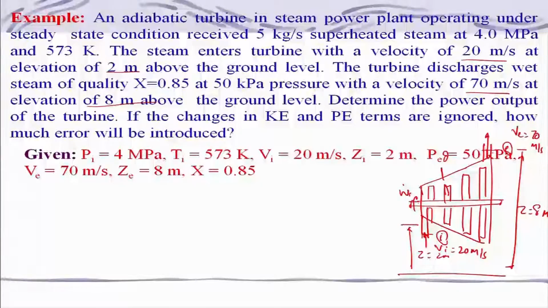So, these are the data I have already mentioned. P inlet is given as 4 megapascal, T inlet 573 Kelvin, and V inlet 20 meter per second, Z1 is 2 meter, and the steam is entering with a quality x equal to 0.85. We will have to find out the work done and the percentage of error if we neglect the kinetic energy and potential energy terms.